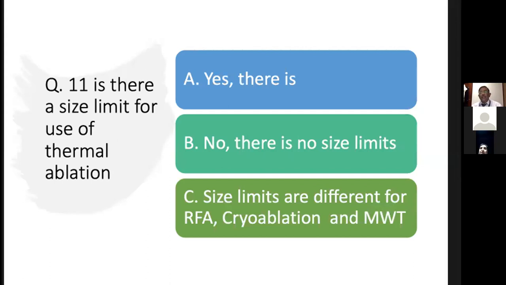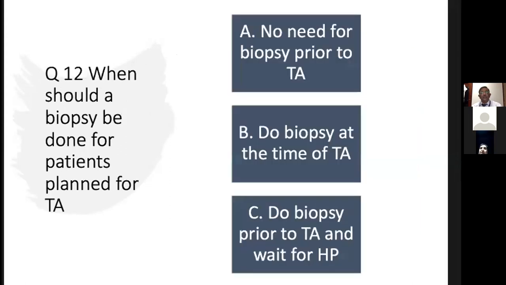Okay, let's end the poll. I think this is a very good response from you guys. And yes, there's no doubt that there is a size limit, and that size limit is different from RFA to cryoablation. So when you're doing thermal ablation, should you take a biopsy first? Next poll, please. Do biopsy at the time of thermal ablation and do thermal ablation irrespective of the result, or do biopsy prior to ablation and wait for histopathology?